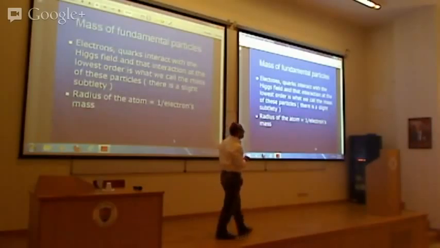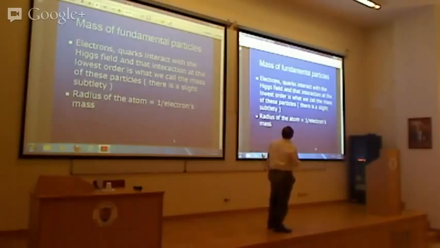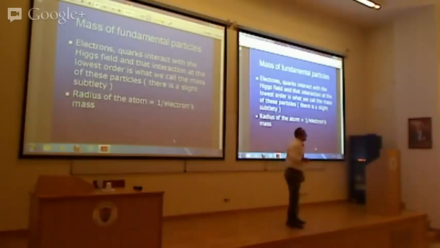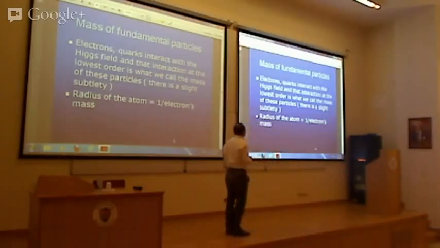Now, the mass of the fundamental particles, electrons and quarks: they interact with the Higgs field, and that interaction at the lowest order is what we call the mass of these particles. There is a slight subtlety here which I cannot explain. It's actually lengthy, so let me pass.